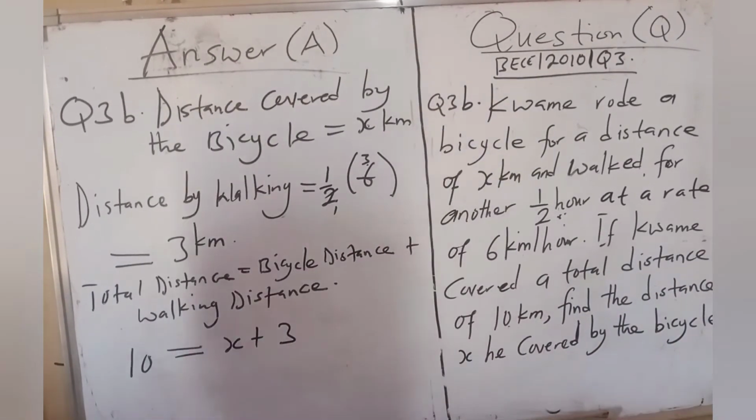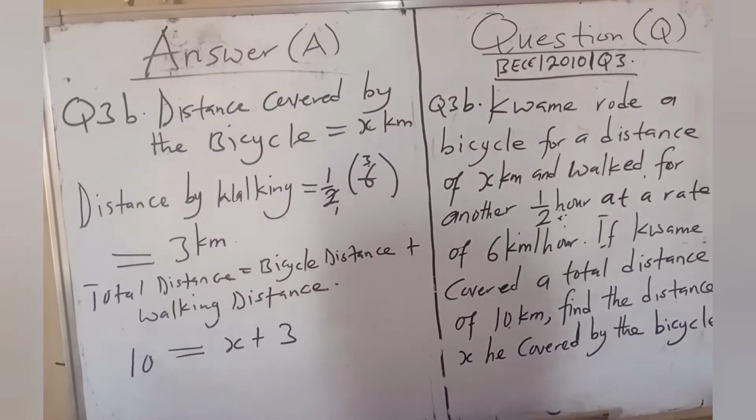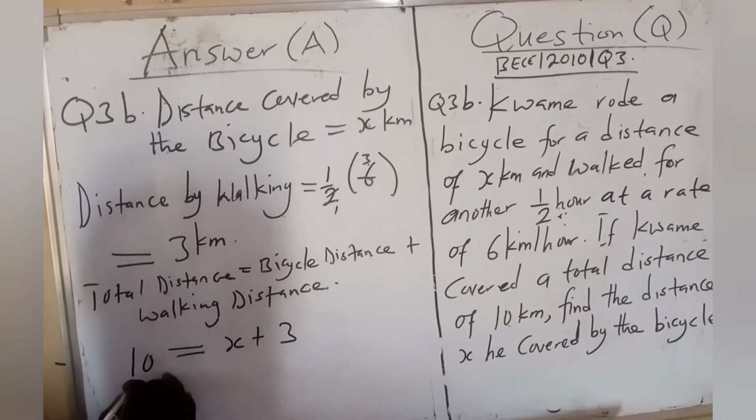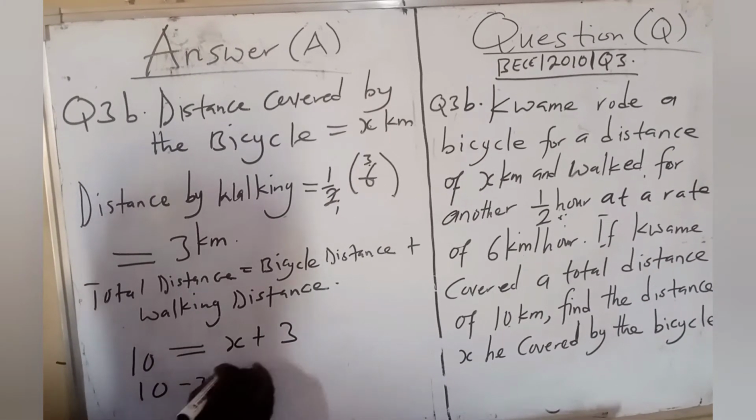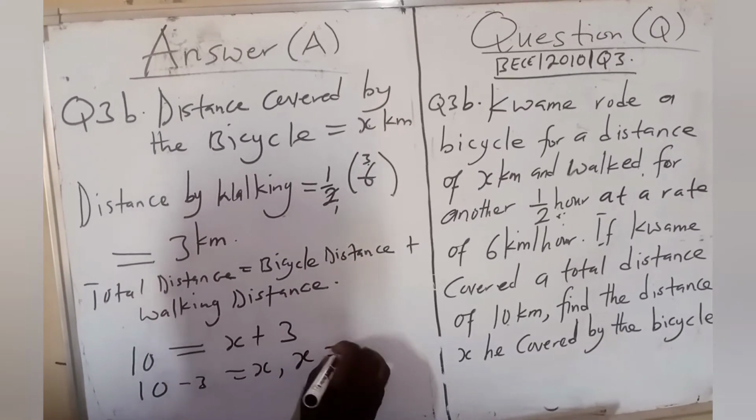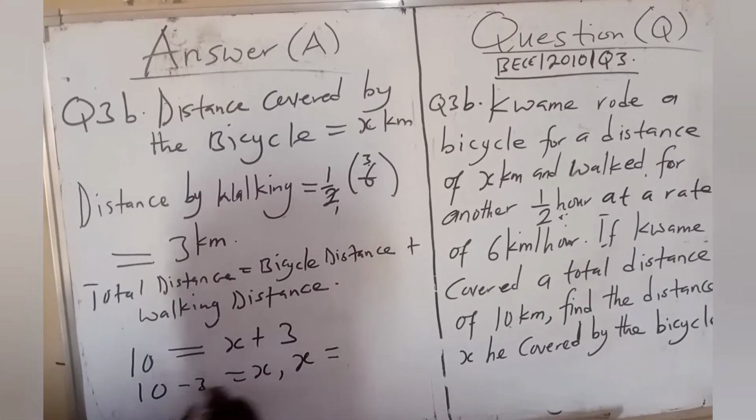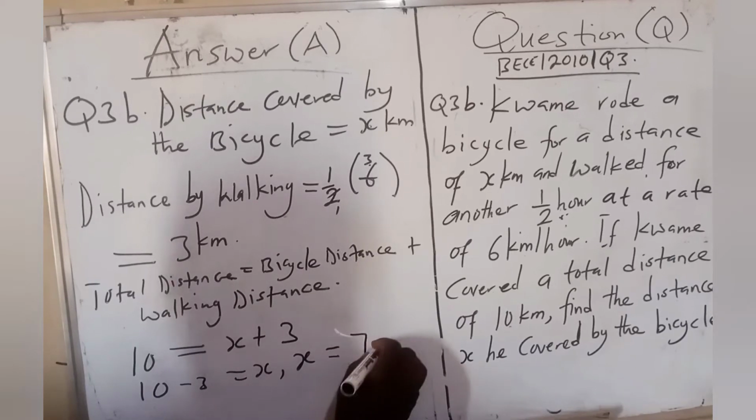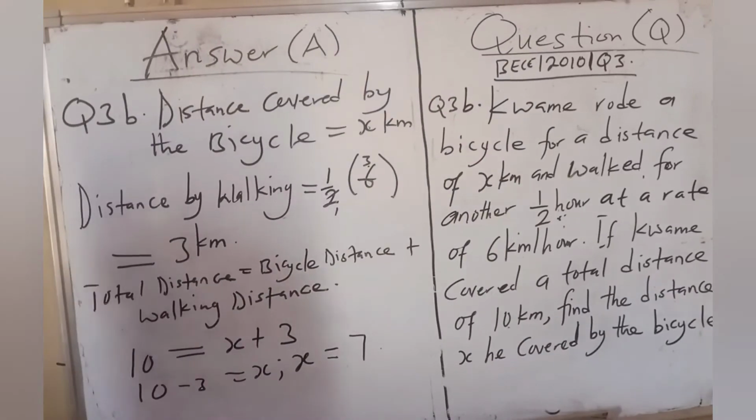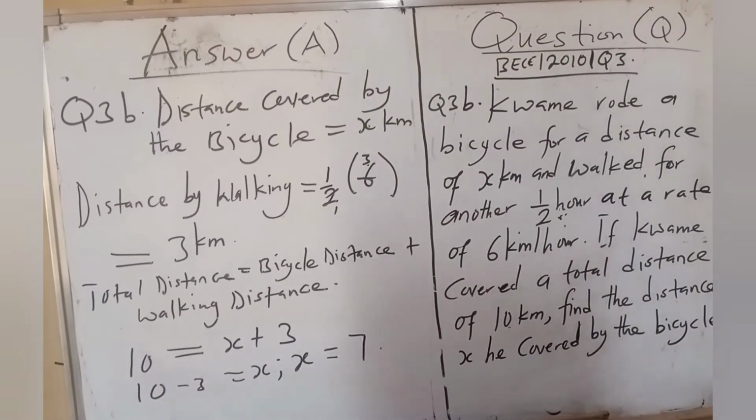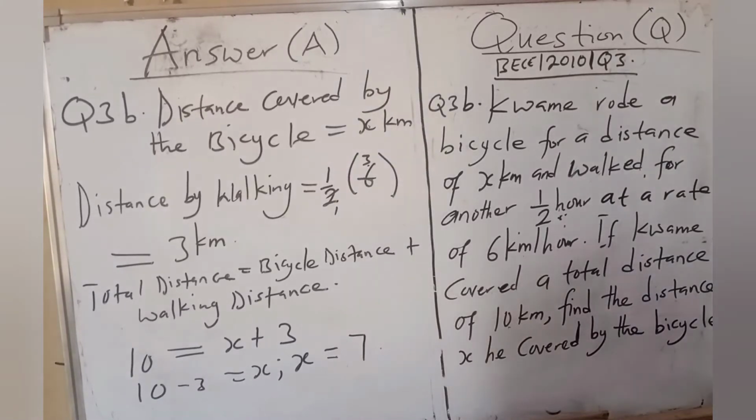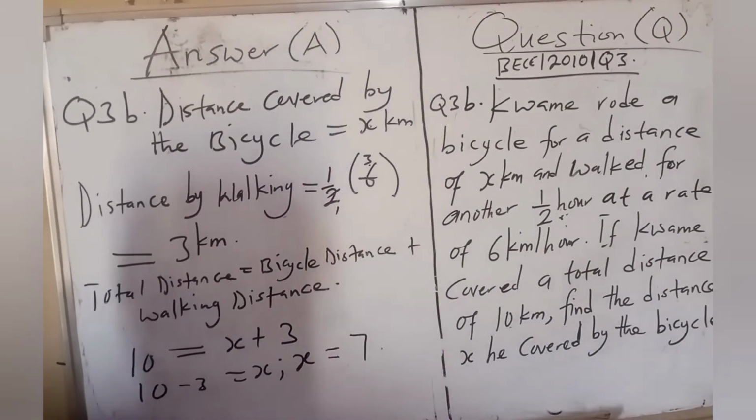So we are going to make X the subject. Making X the subject, we group like terms. So we therefore have grouping like terms. We have 10 minus 3 is equal to x. So that therefore x will be equal to 10 minus 3, and that will give us 7. X will be equal to 7. So in conclusion, the distance Kwame covered by bicycle is equal to 7 kilometers.